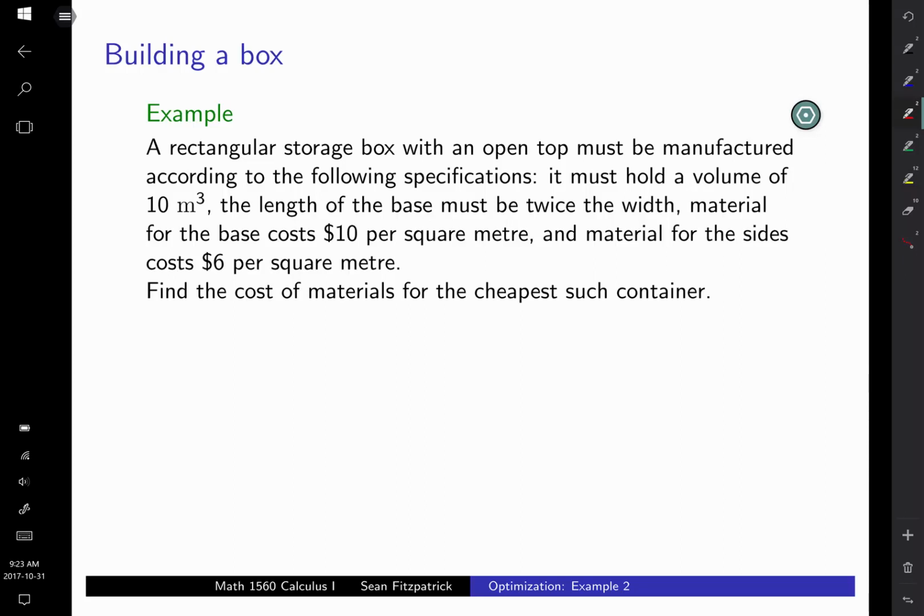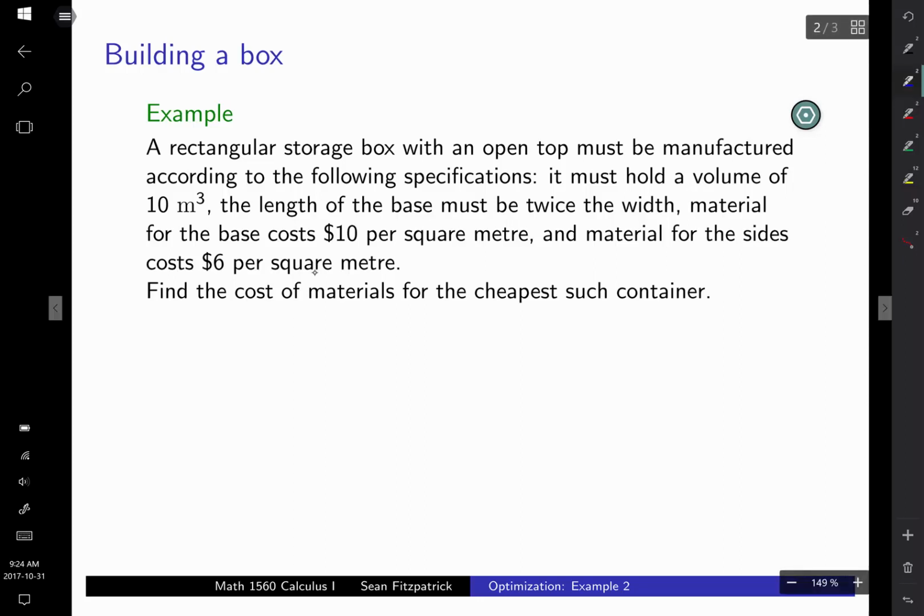We want to make a rectangular box, open top, meaning there's no lid, and we've got some specifications for the manufacturer, right? We've got a volume specified. It must hold 10 cubic meters. The length of the base must be twice the length of the width, and material for the base, so we've got some costs involved. And so what we want to do here, let's read this last line. Find the cost of the materials for the cheapest such container.